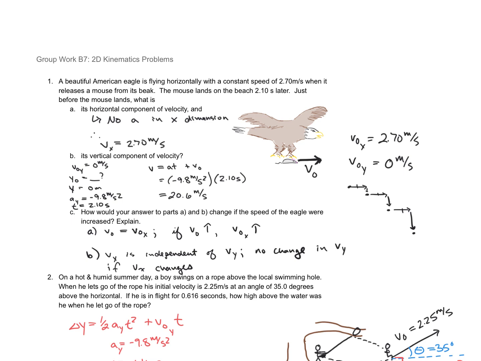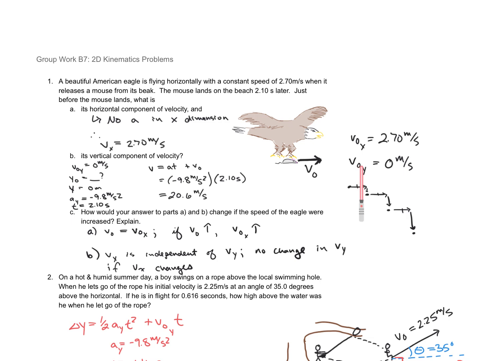But here we go. The eagle is traveling with a speed of 2.7 meters per second, which means the mouse is also traveling at that speed. But then it lets go of the mouse, which means that the mouse is going to stay moving in that direction. So it keeps its velocity of 2.7 meters per second in the x direction until something causes it to change. That's what Newton said, so we're going to go with the number 2.70 as the velocity in the x direction, because that's the initial velocity.